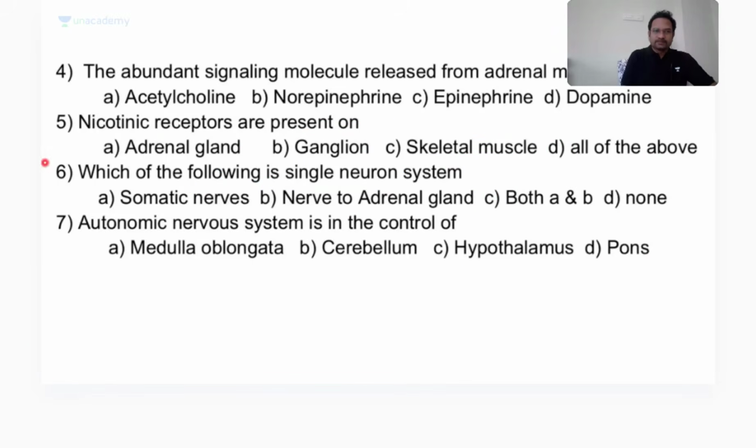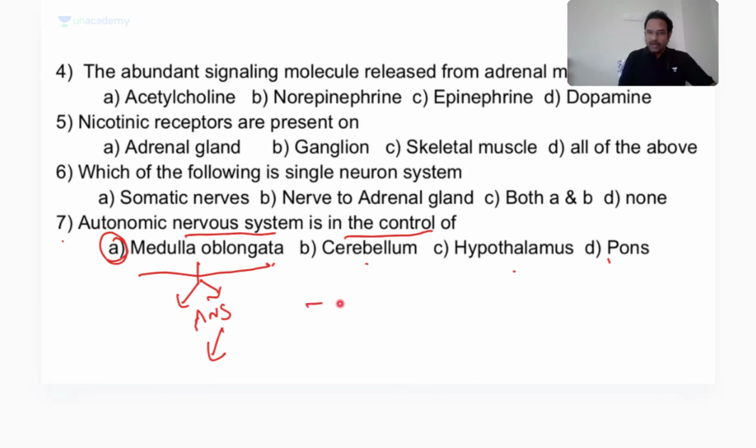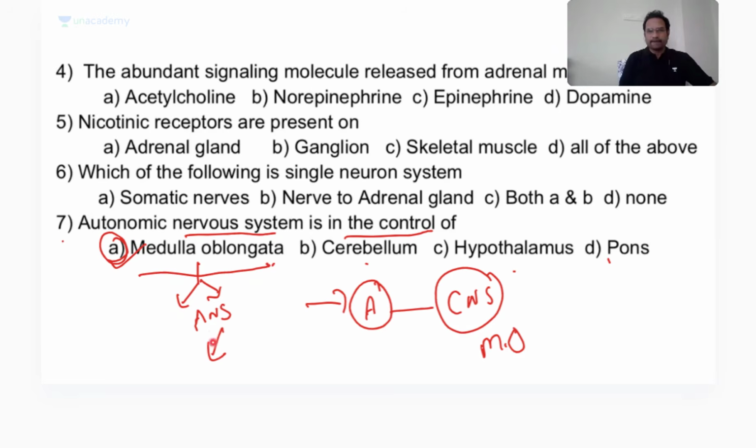Okay. Now the next one. The autonomic nervous system is in the control of medulla oblongata, cerebellum, hypothalamus, pons. Remember this, medulla oblongata controls the entire ANS functions. Any damage to the medulla oblongata results in ANS discontrol. See, though the autonomic nervous system acts autonomously, it is under the control of the CNS. In the CNS, it is the medulla oblongata. So option A is correct here.